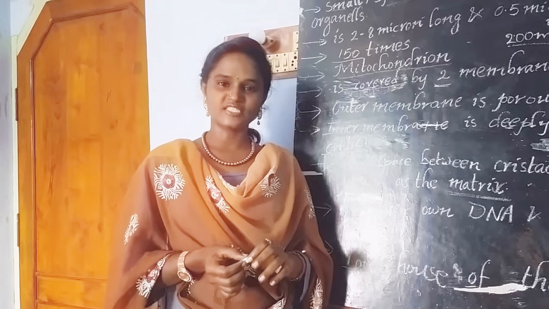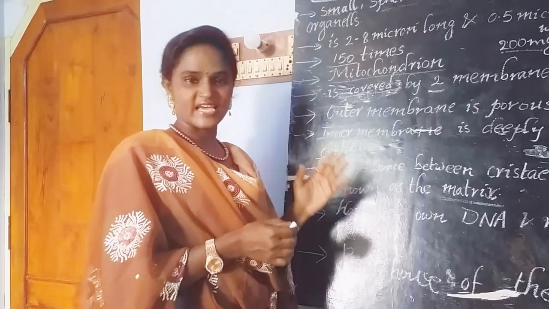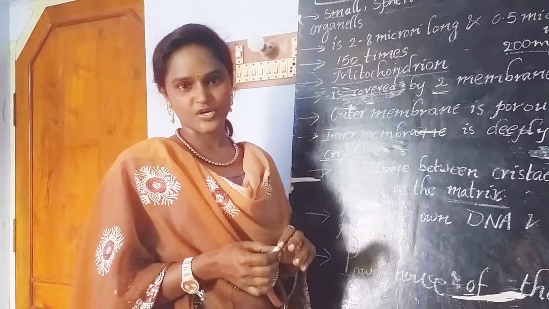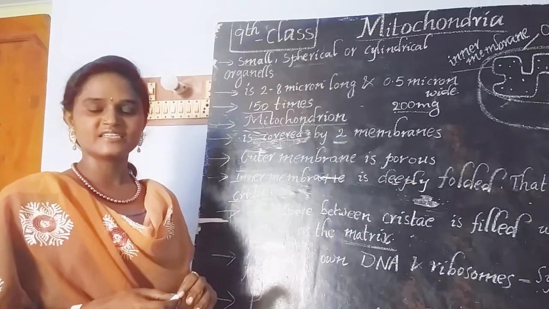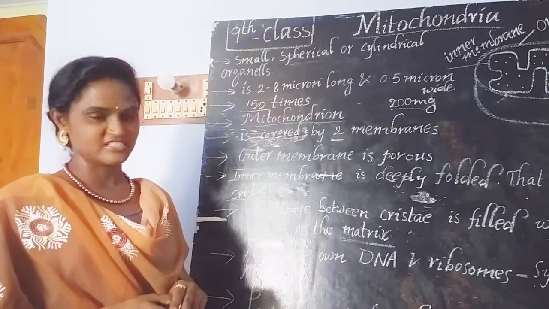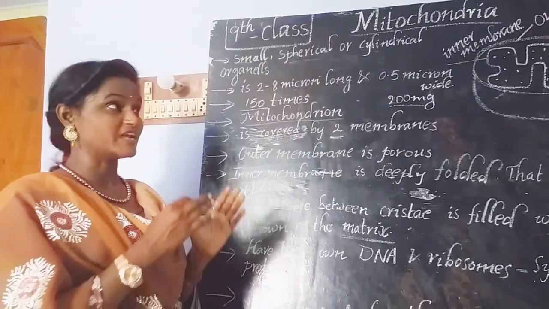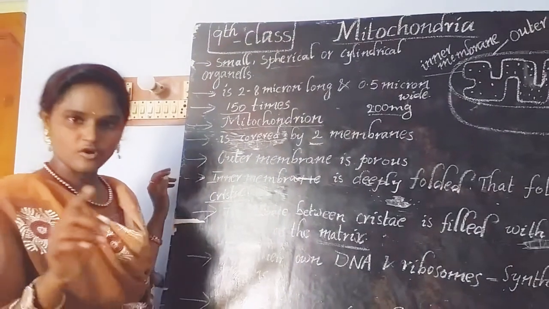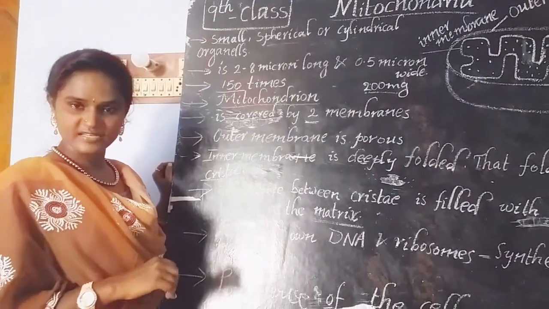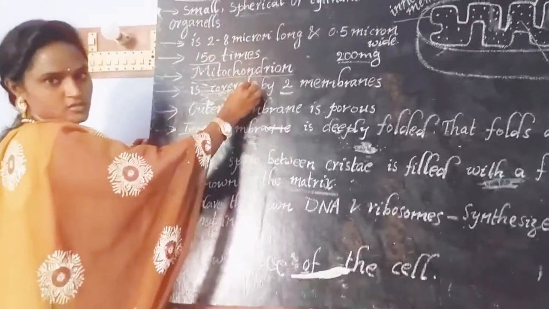Today we are going to discuss another topic, that is another cell organelle in your first lesson of 9th class, that is mitochondria. By hearing the word mitochondria, you may think that it indicates singular, but it does not. It is a plural word. Mitochondria means many cell organelles. If you want to talk about only one cell organelle, then you have to use the word mitochondrion.